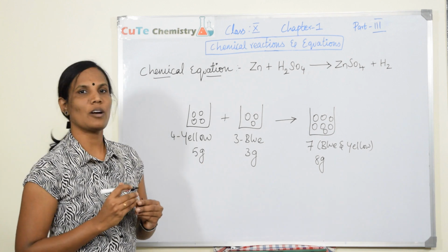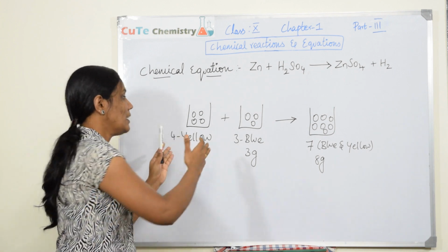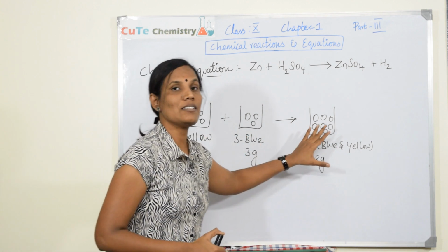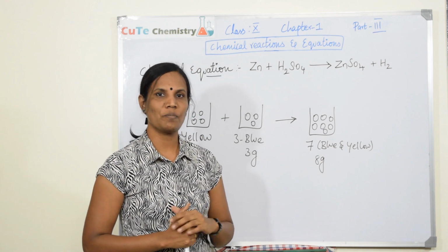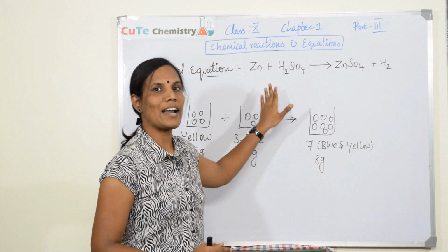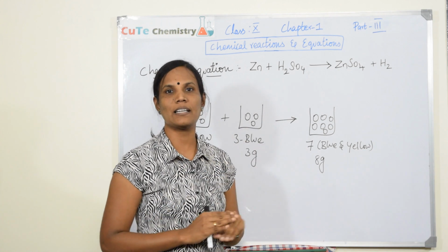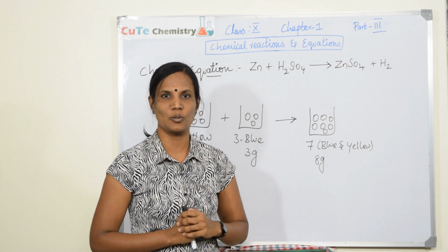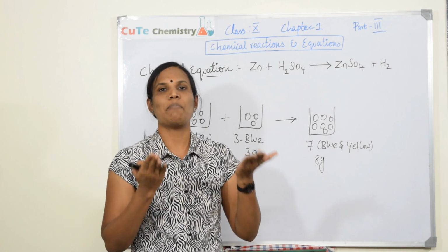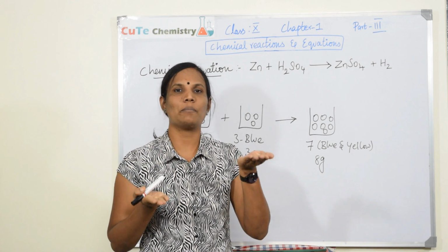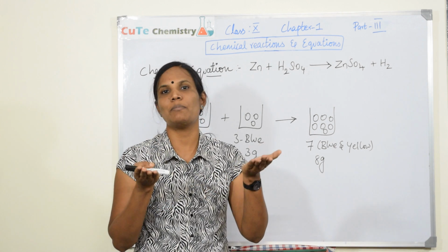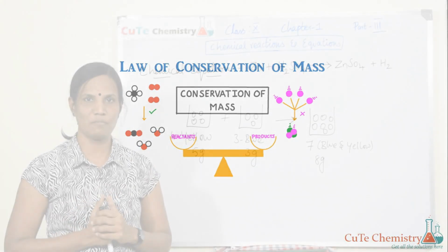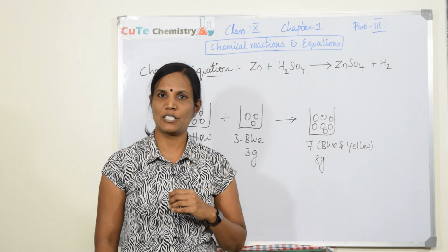So from this what we have understood is, initially whatever amount we take in a reaction will remain the same at the end of the reaction also. In other words, the number of atoms or molecules participating in a chemical reaction will remain the same at the end of the reaction also. Which means it is always balanced. That is, the reactant side and the product side will always be balanced. It will be equal. This is given by a law called the law of conservation of mass. So what is meant by the law of conservation of mass?